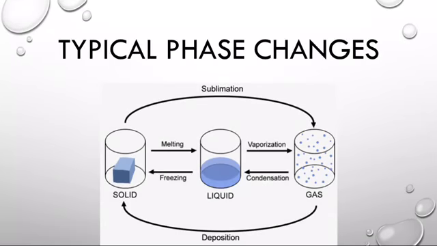Examples of phase changes are melting, when a solid goes to a liquid state; freezing, when a liquid goes to a solid state; vaporization, when a liquid transforms into a gas state; condensation, when a gas changes to a liquid state; sublimation, when a solid changes to gas state; and deposition, when a gas changes to a solid state. This week's lab experiment will focus on the phase change of freezing.